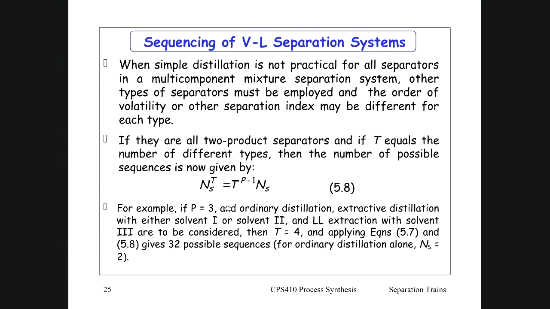It's not something that is very important. What we're doing here, this number, this little formula, is not particularly important. It's just to illustrate that the number of possibilities gets very big as soon as you can have ordinary distillation, extractive distillation, and liquid extraction.